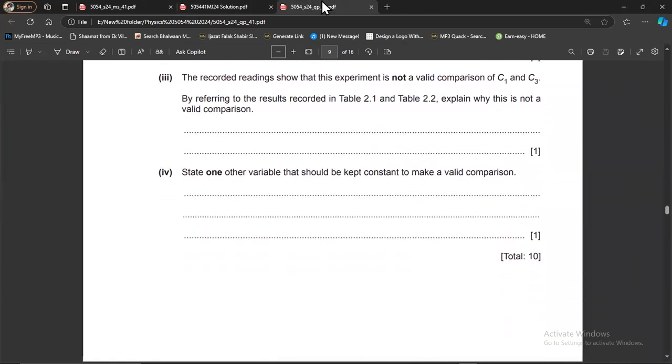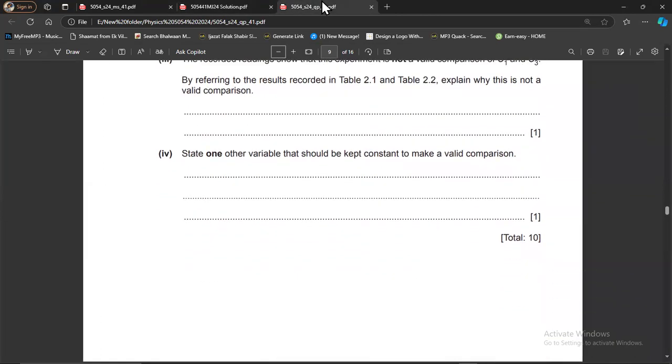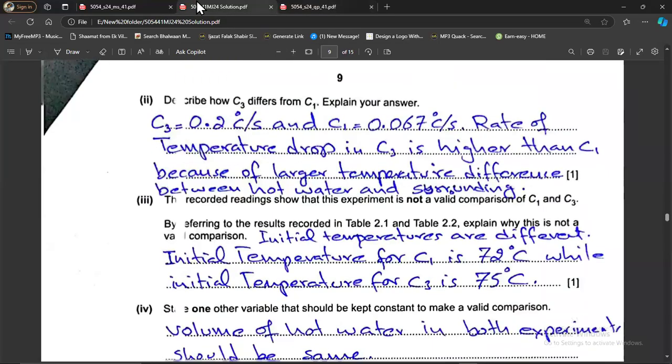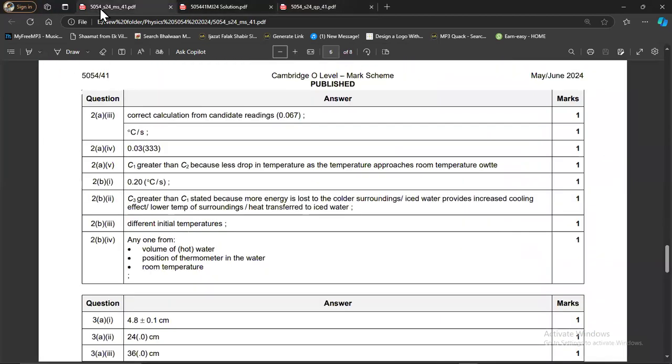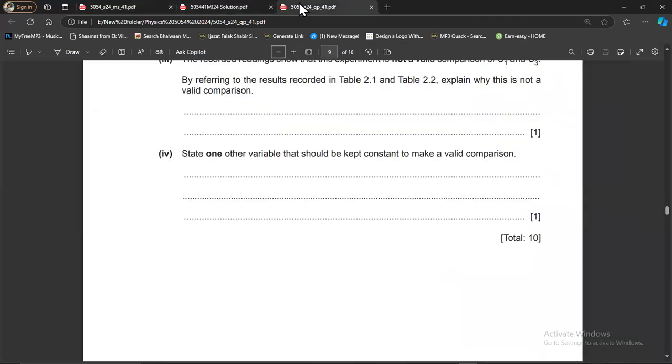Then we have the fourth part. It says, state one other variable that should be kept constant to make a valid comparison. You see, to make a valid comparison, one thing they should keep the same is the volume of the hot water. Volume of the hot water in both experiments should be the same. The answer also lists the volume of the hot water, position of the thermometer in the water, and room temperature. Hopefully you understand.